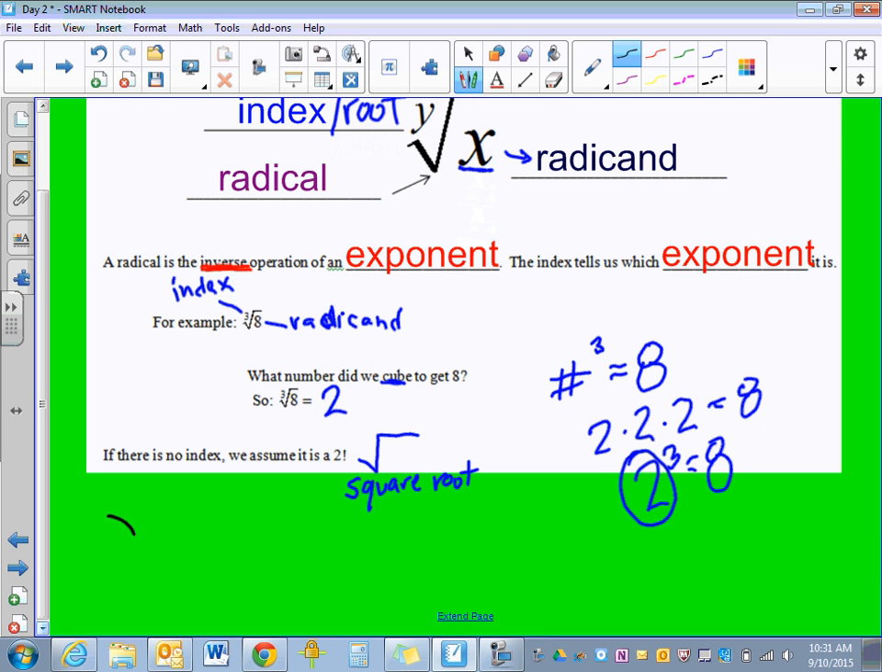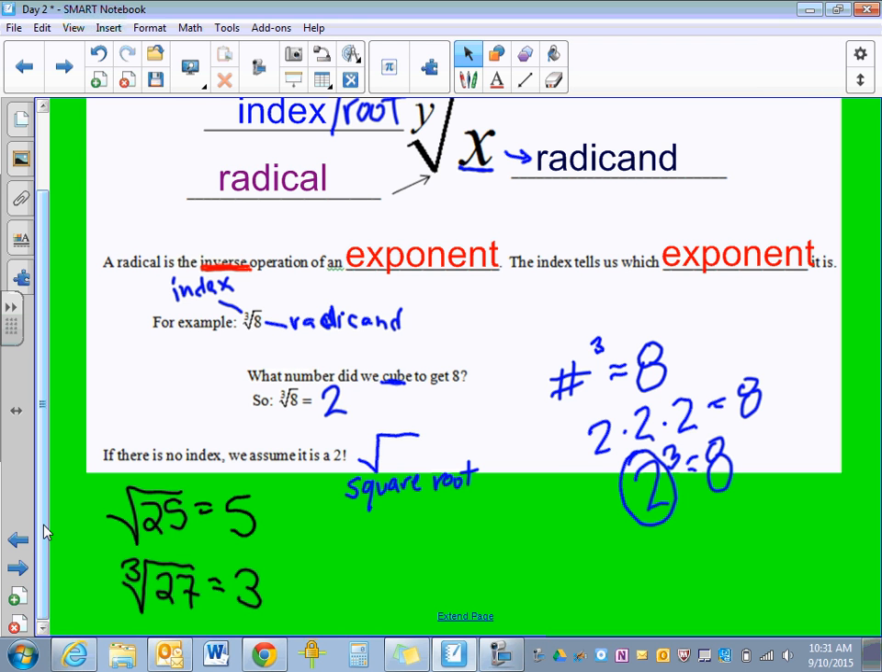Okay, so let's just do another real quick one. What would the square root of 25 be? 5, very good. 5 times 5 is 25. How about the cube root of 27? What number multiplied by itself 3 times gives us 27? Very good, 3.